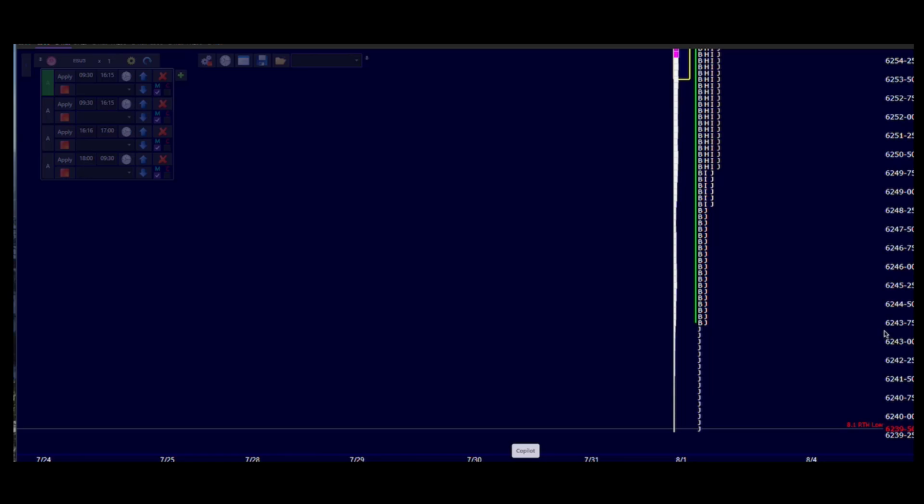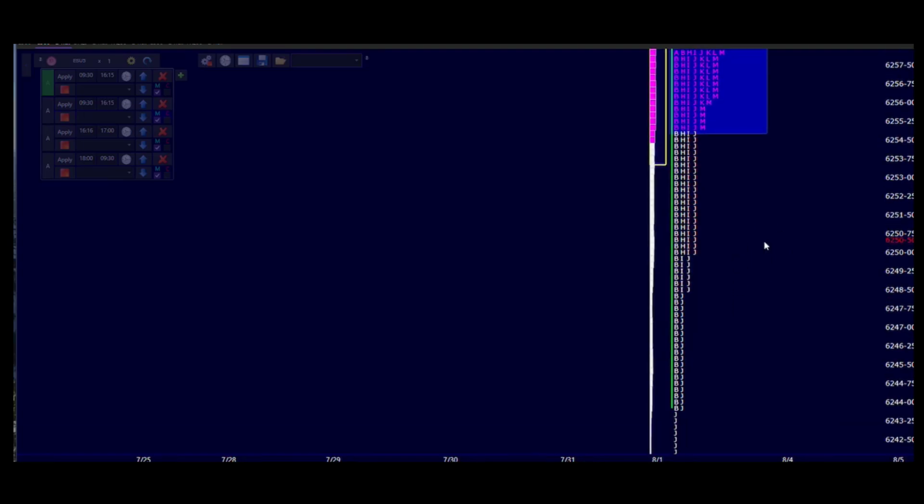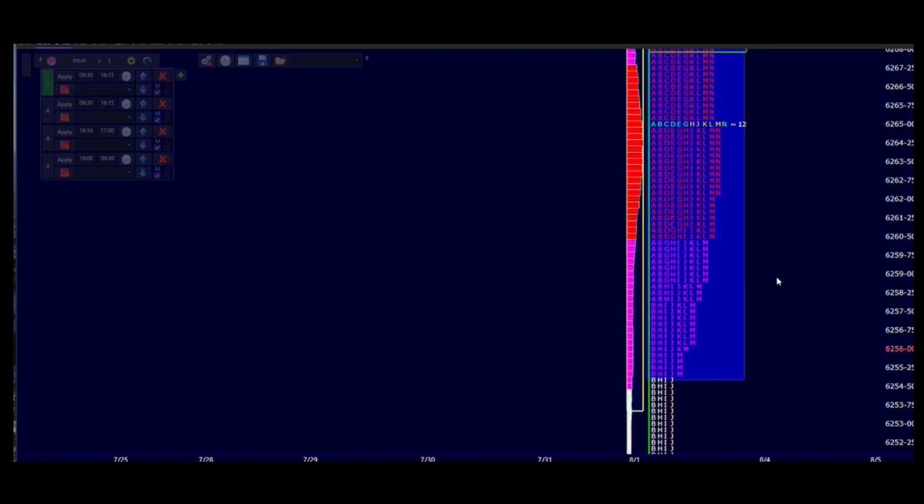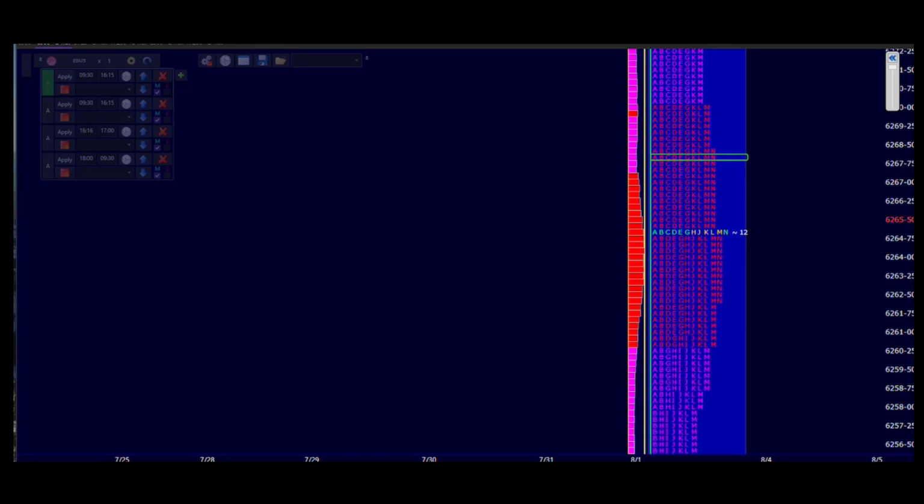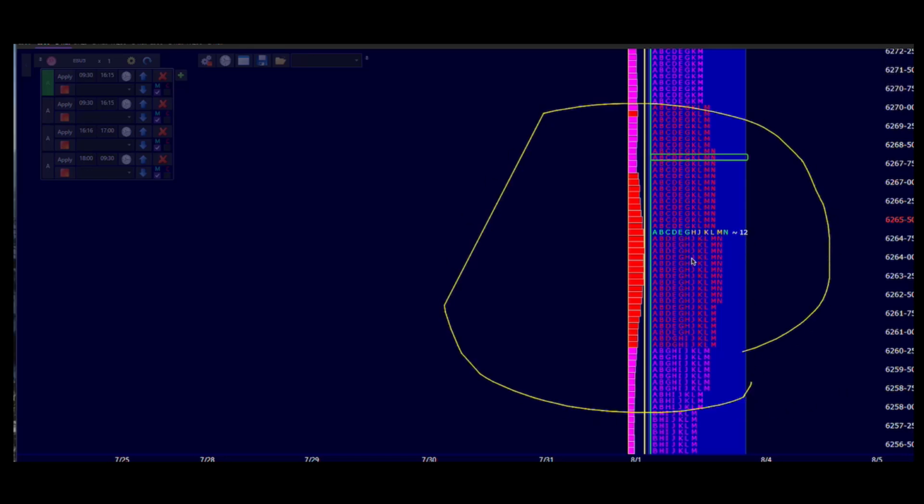And VIX had spiked from 17 to 22. But if you replay the session, you did have that first hour of heavy selling. But then look at how thick this value area is. The blue shaded area, 70% of the day's activity.